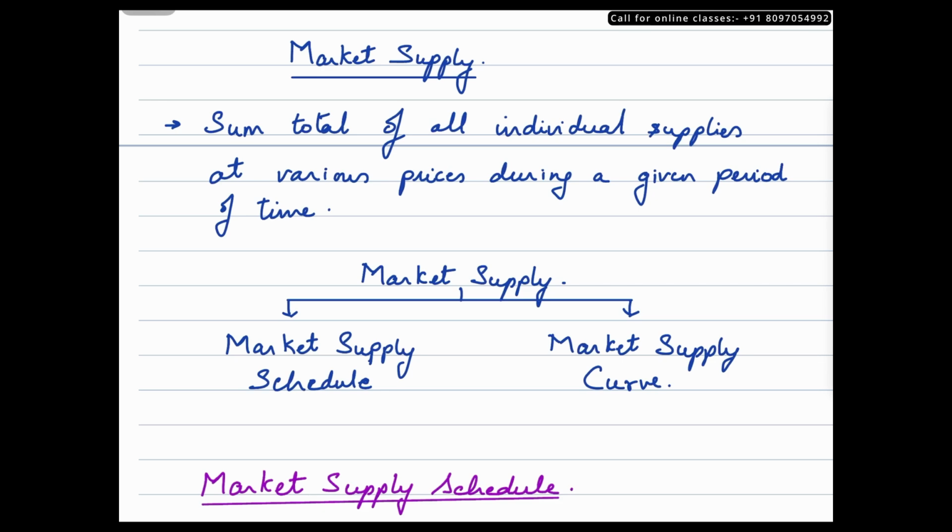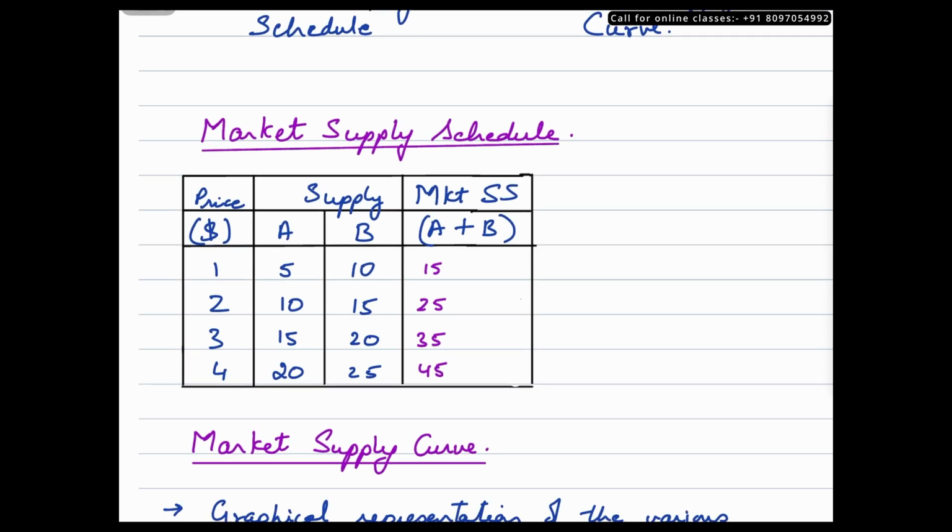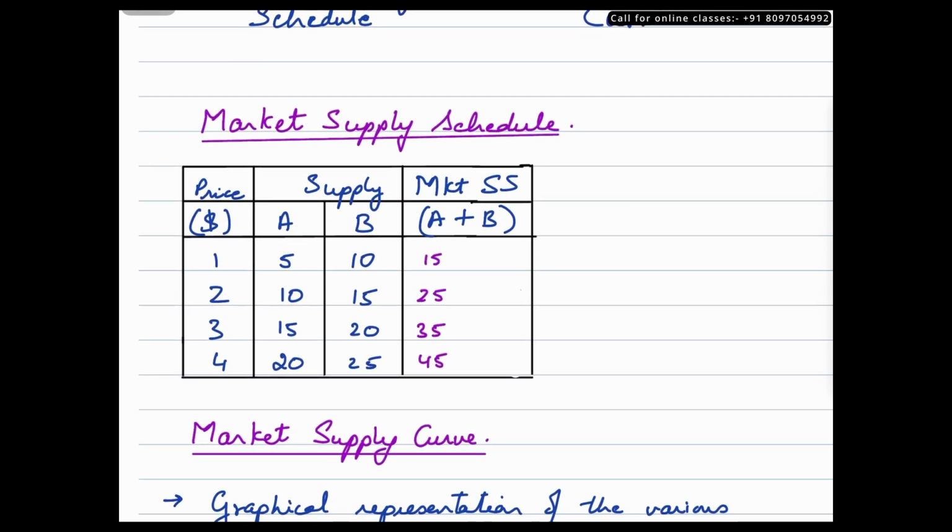We'll take a look at the schedule first. So this is the market supply schedule, and in this schedule we can see there are three major columns: the price of the commodity, the quantity supplied, and the market supply. So at $1, Mr. A, who is a seller in a given market, is supplying 5 kgs of apples, and Mr. B is supplying 10 kgs of apples. So market supply, which is an aggregation of the supplies of all individual sellers, is 15 kgs.